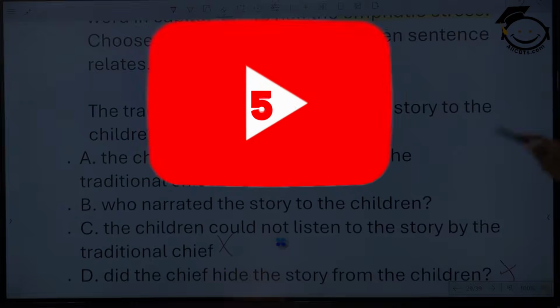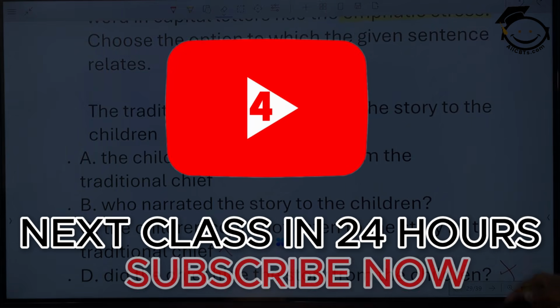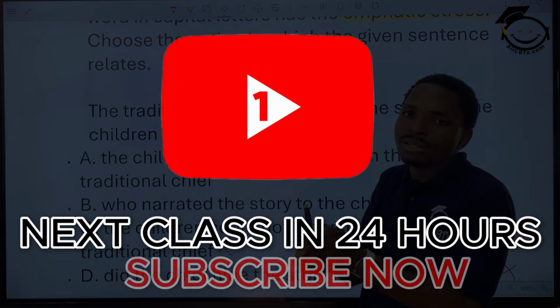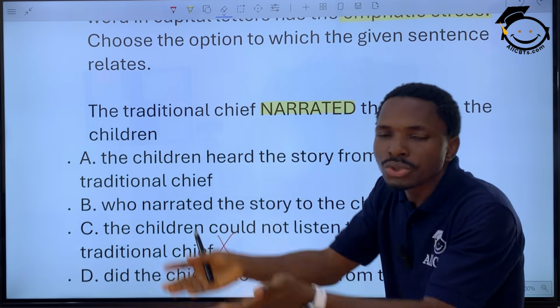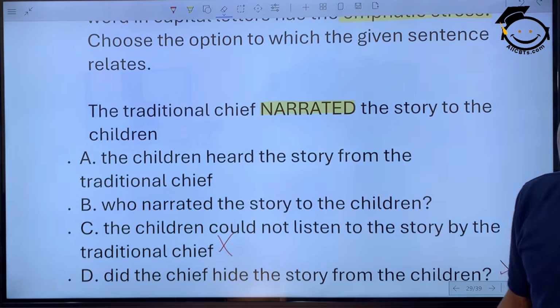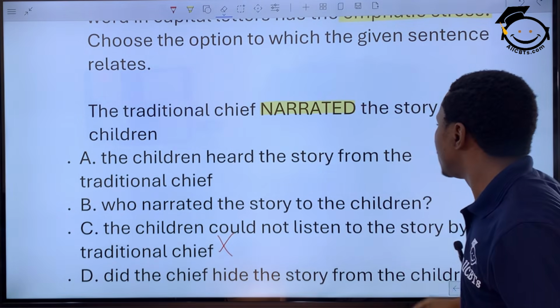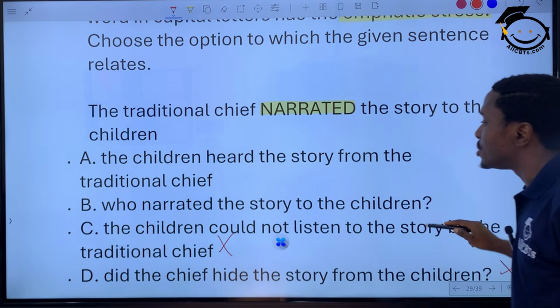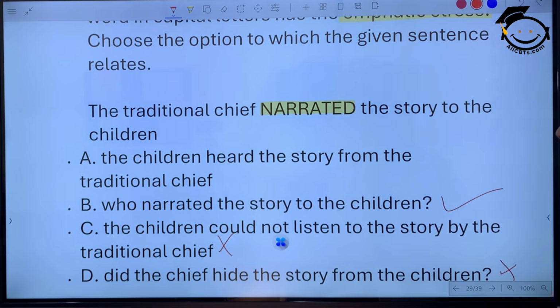So the traditional chief narrated the story to the children. Who narrated the story to the children? The emphasis is on narrated. The chief narrated the story to the children. So the question, the narration, the emphatic stress. See, let's see other ones to be double sure.